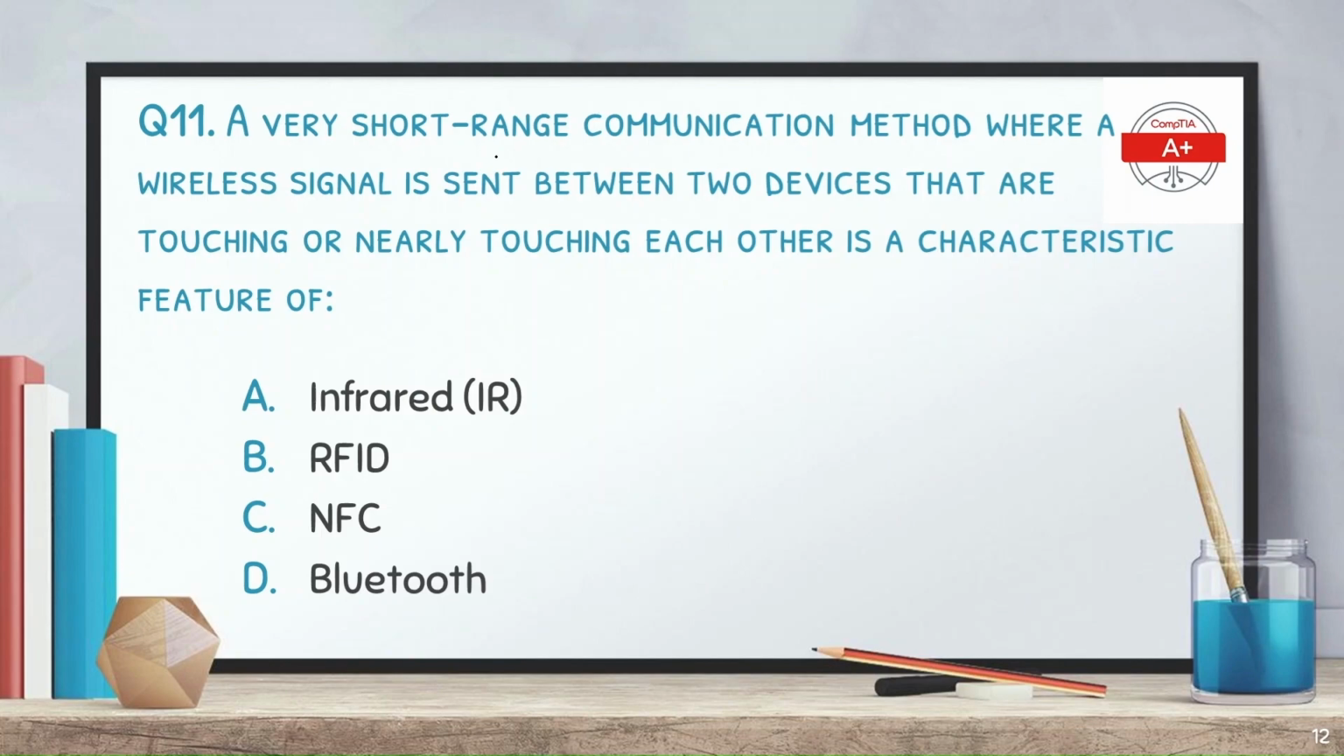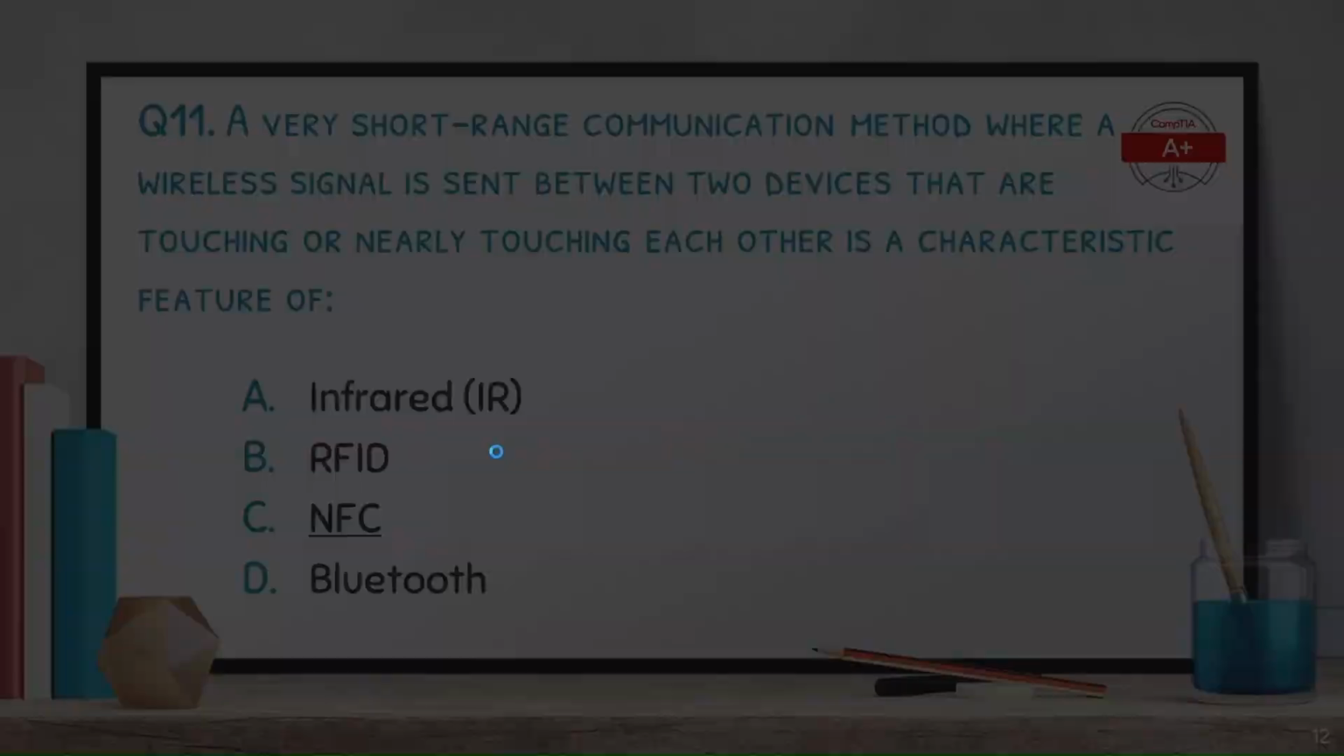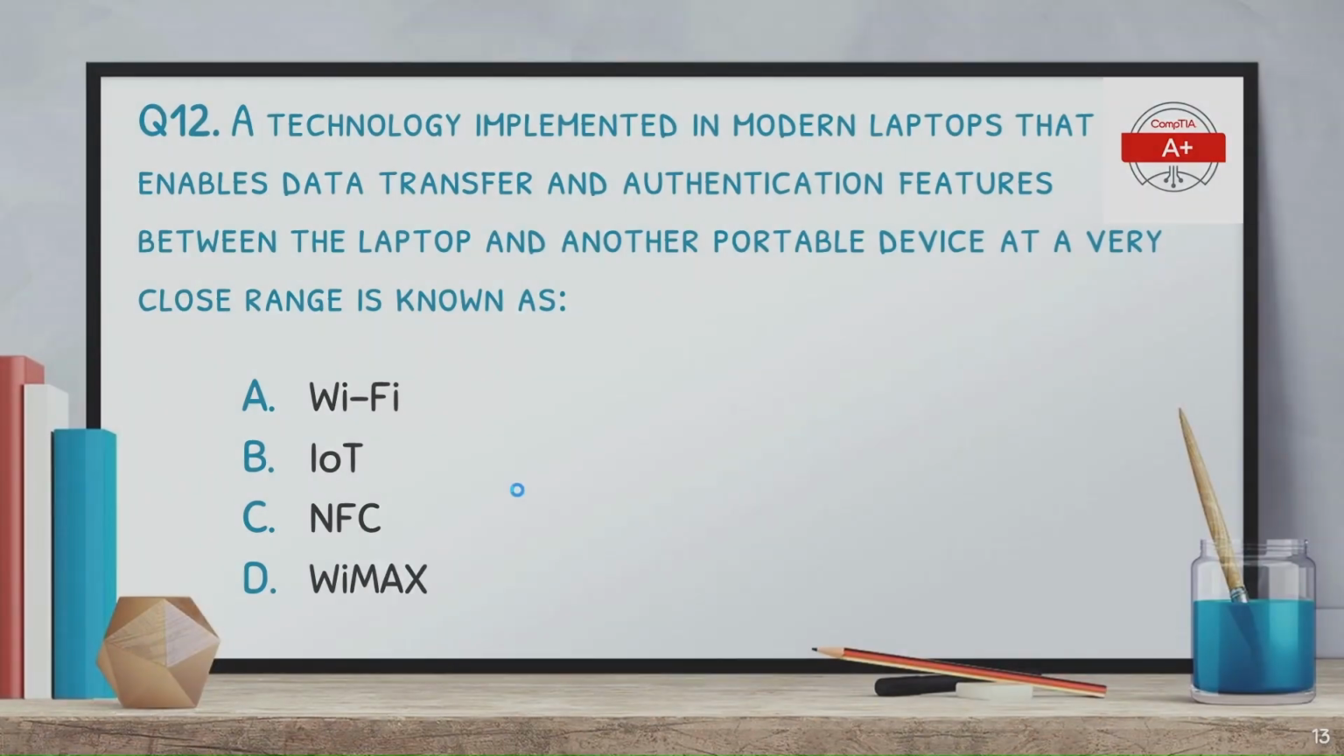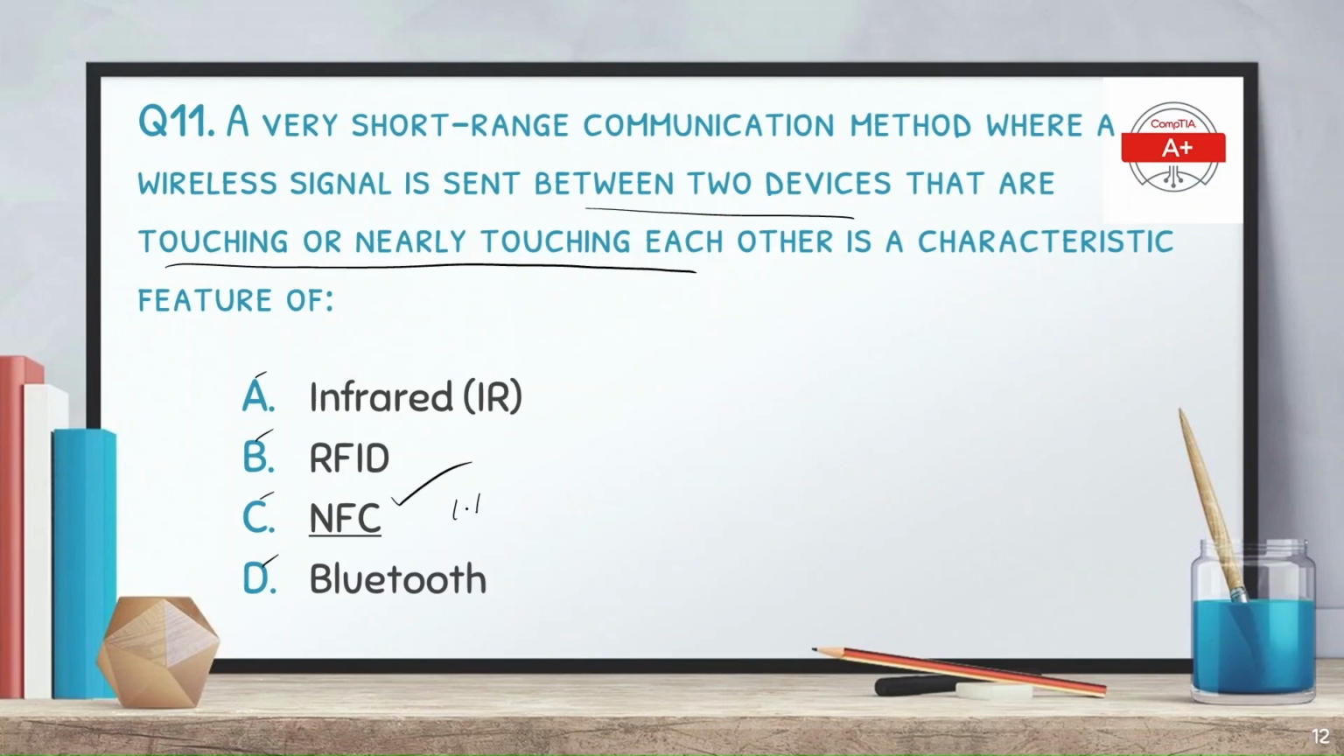Question number 11: a very short range communication method where a wireless signal is sent between two devices that are touching or nearly touching each other is a characteristic feature of, and the options are A, infrared, B, RFID, C, NFC, and D, Bluetooth. The correct option is NFC, which stands for near field communication.